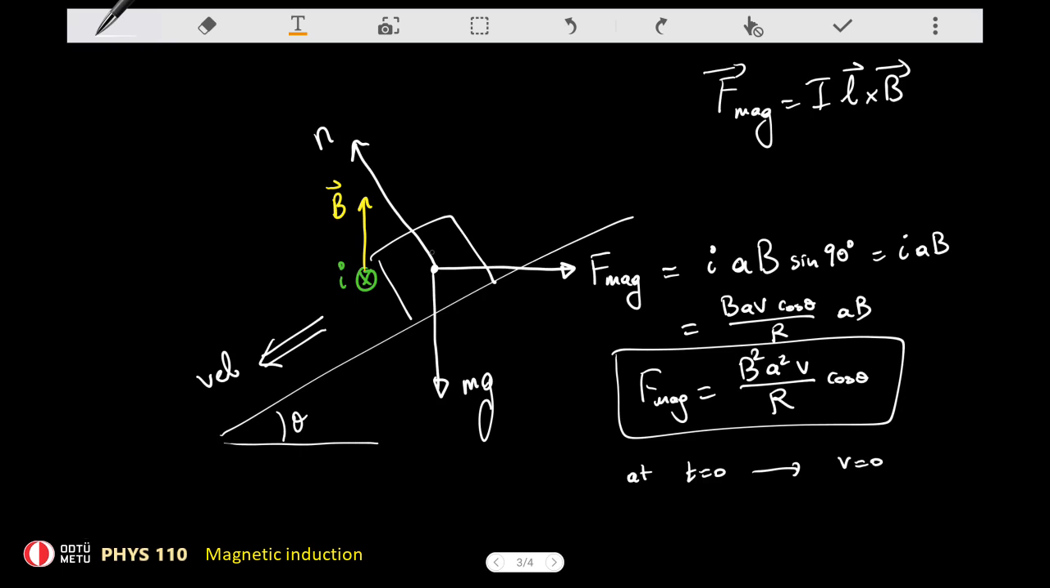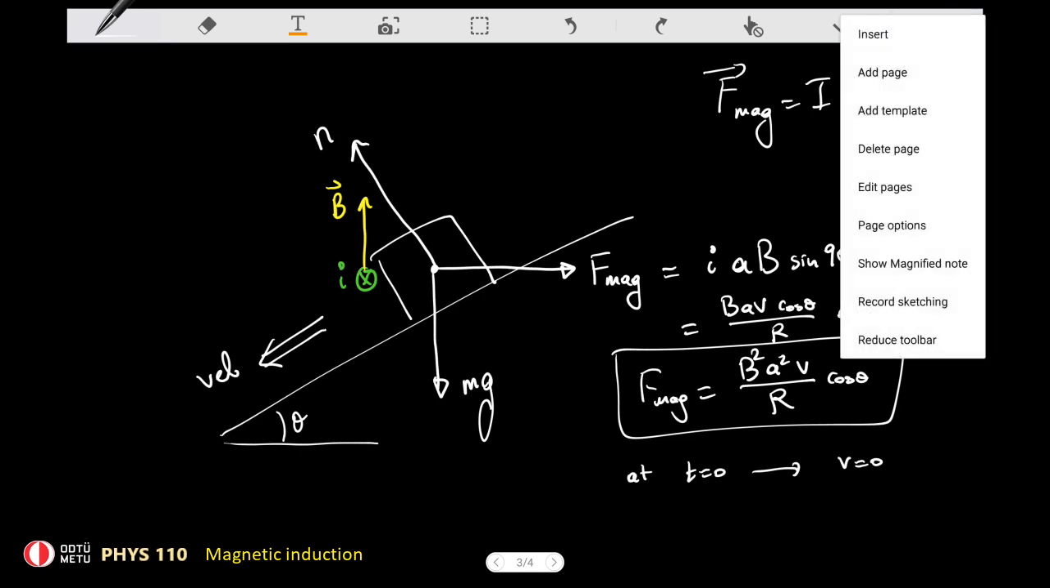So that means, of course, if there is no force slowing it down, it's going to accelerate downward with an acceleration of g sine theta, right? So at the initial moment, it's going to have a g sine theta acceleration in the downward direction. But of course, as it speeds up, the magnetic force will also increase. So in that case, the acceleration in the downward direction is going to slow down.